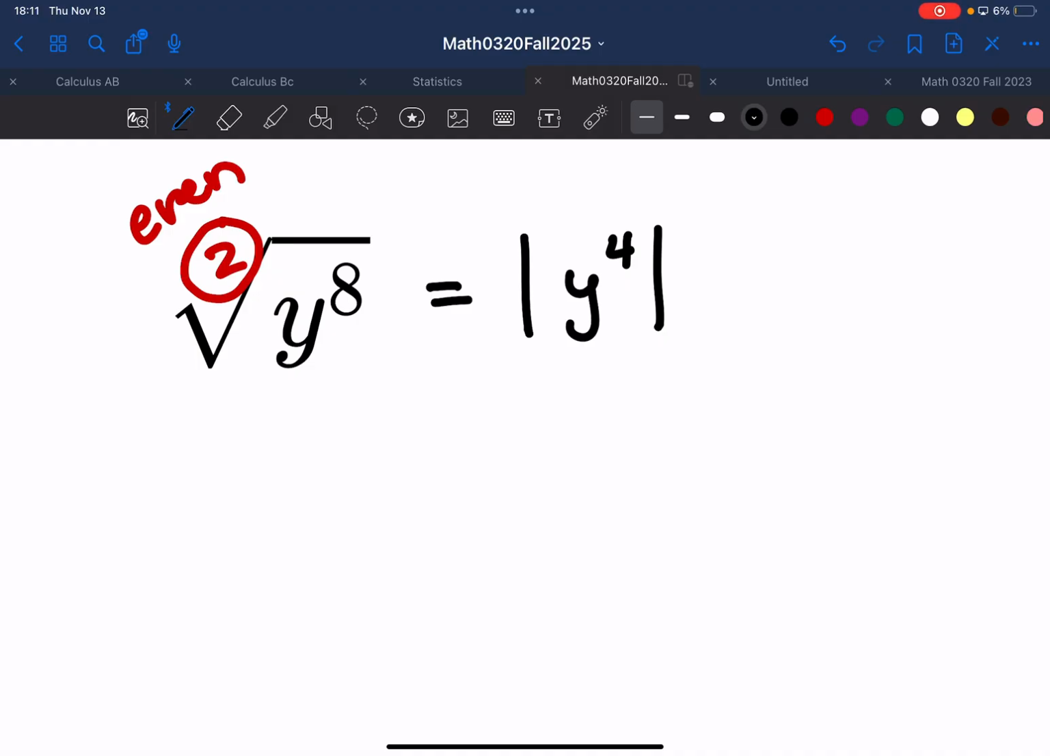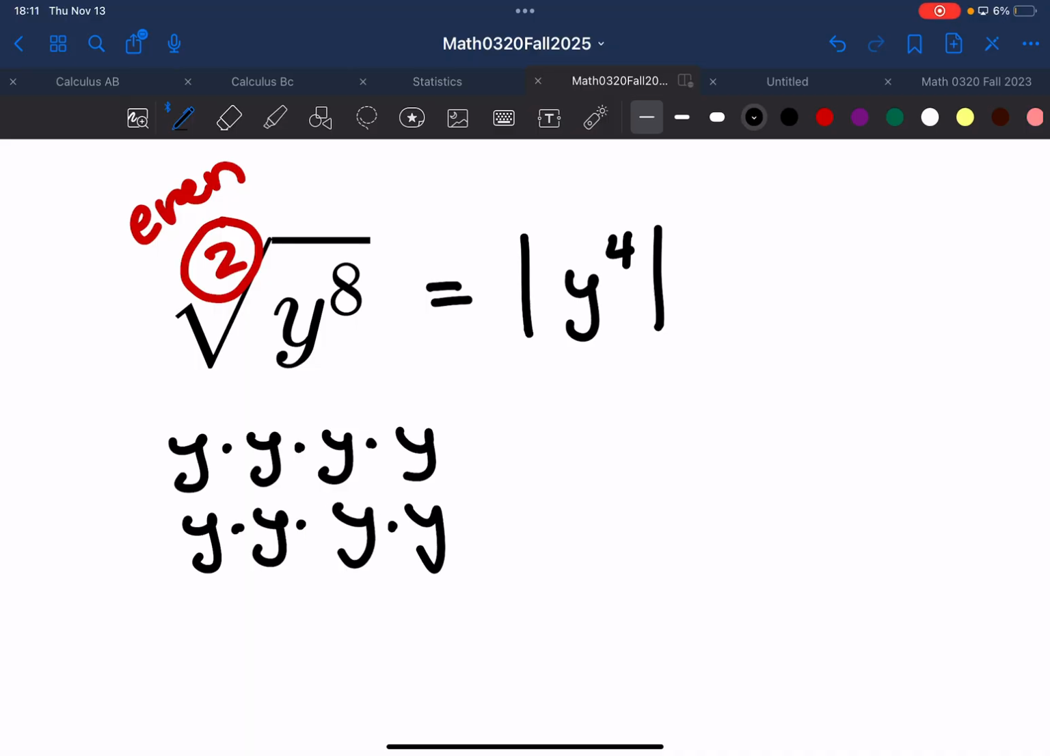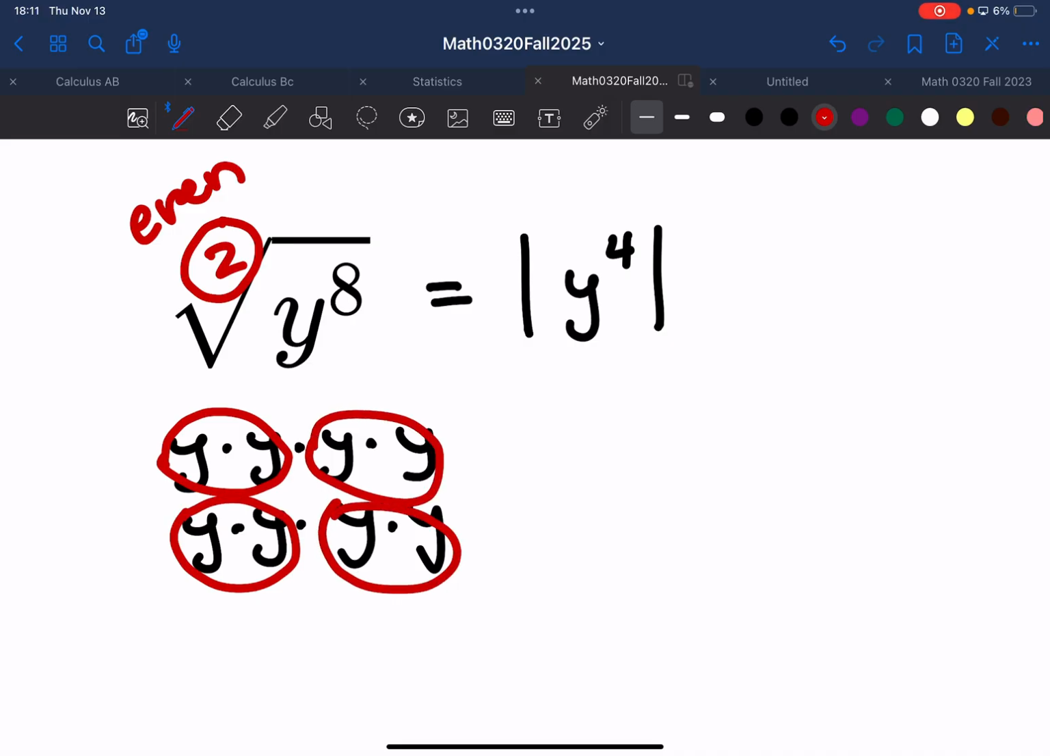Or what could you do? Y times y times y times y times y times y times y times y, right? 8 times. And then you would go through and circle pairs of 2. And how many pairs of 2 are there? 4. Why would you circle in pairs? Because of the square root, that nth root. If that number was 3, you would circle 3, so on and so forth. And then when we did the 5, you just circled all the 5. Yes, I just circled all the 5.